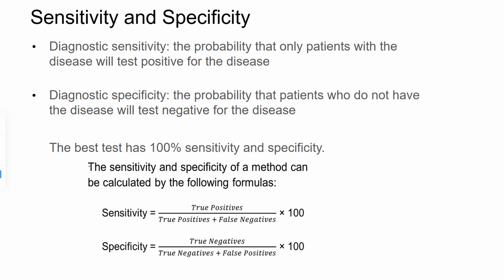Diagnostic specificity is the probability that patients who do not have the disease will test negative for the disease. Specificity has to do with being as specific as possible to only detect what it's actually testing for. Now, sometimes test systems will turn positive in the presence of a lot of different substances. That means that that test has poor specificity.